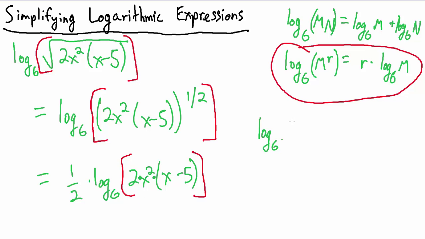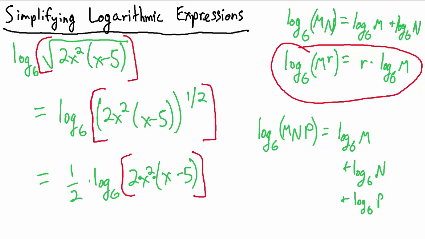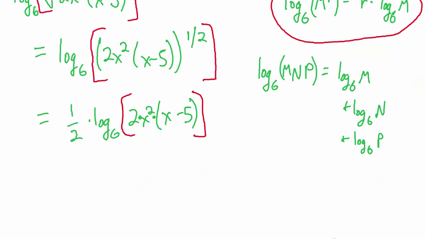So the base 6 log of, let's say, m, n, and p is going to be the base 6 log of m plus the base 6 log of n plus the base 6 log of p. Okay, and you can just see that through a repeated application of using it for only 2 items. But anyway, let's scroll down a little bit.